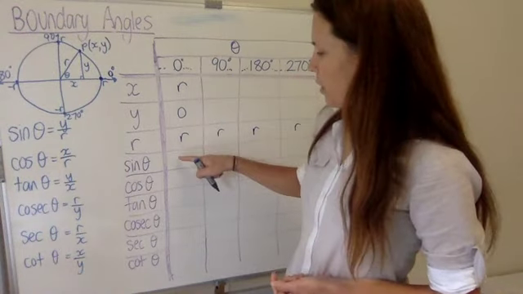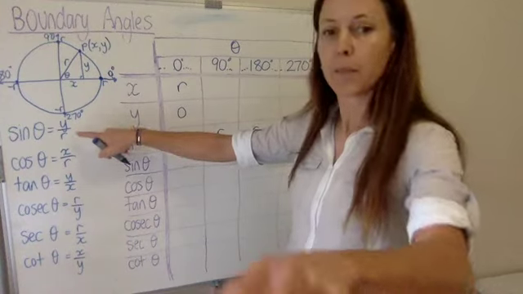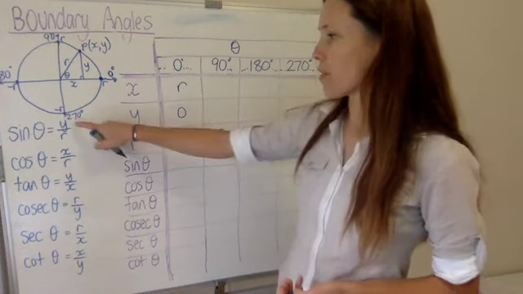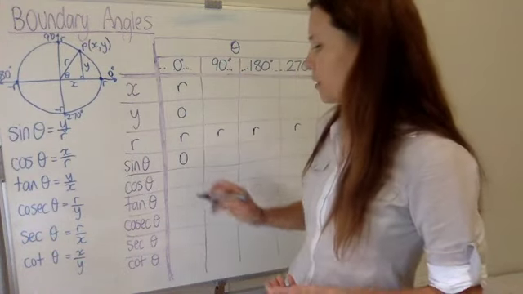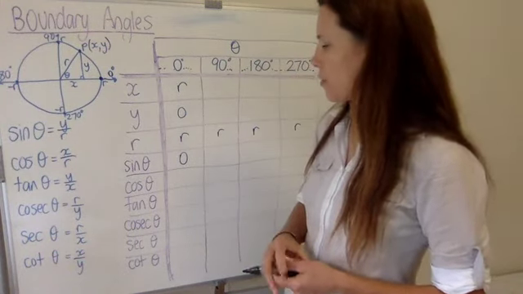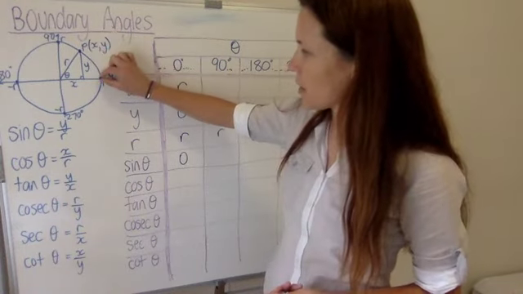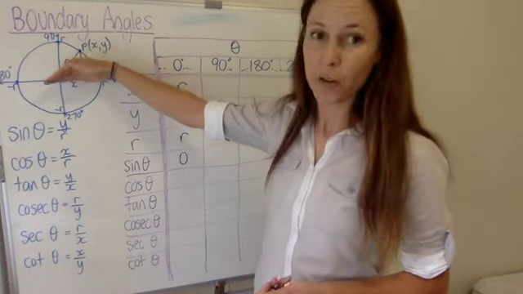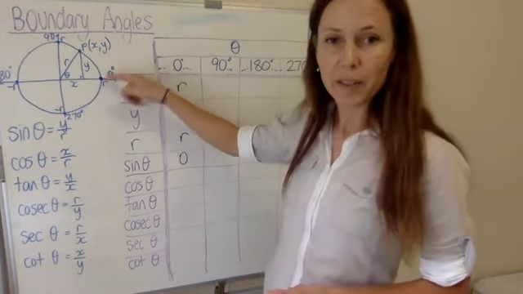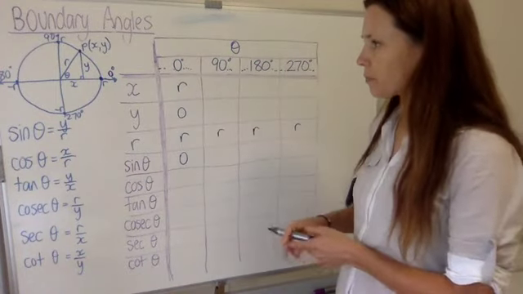Now, if we go to calculate sine of theta, and we know that sine of theta is y over r, then if y is 0, we've got 0 divided by r. And 0 divided by something, well, that's just 0, isn't it? And that explains why the sine of 0 is 0, because if you imagine theta having no size at all, then the opposite side is 0, and so you end up with 0.